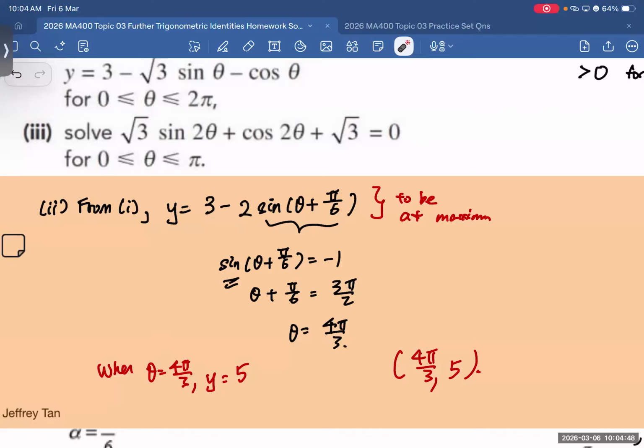Just the beginning of the graph. Yeah, it's like the middle. It's the middle.